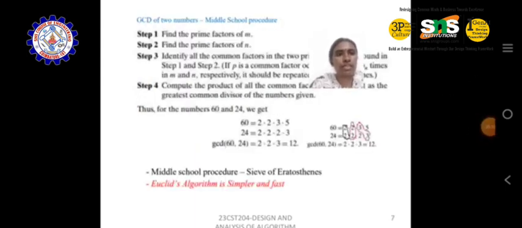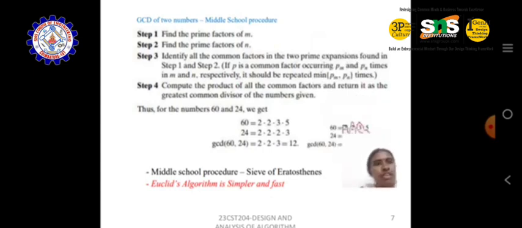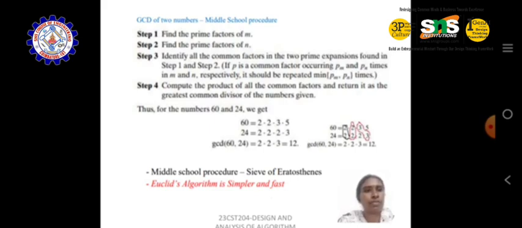And the third method is the middle school procedure. The steps are: first, find the prime factors of m. Then find the prime factors of n. Identify all the common factors in the two prime expansions found in step 1 and step 2. If p is a common factor occurring pm and pn times in m and n respectively, it should be repeated min of (pm, pn) times. Then compute the product of all common factors and return it as the greatest common divisor of the numbers. And this is the example for 20 and 40.